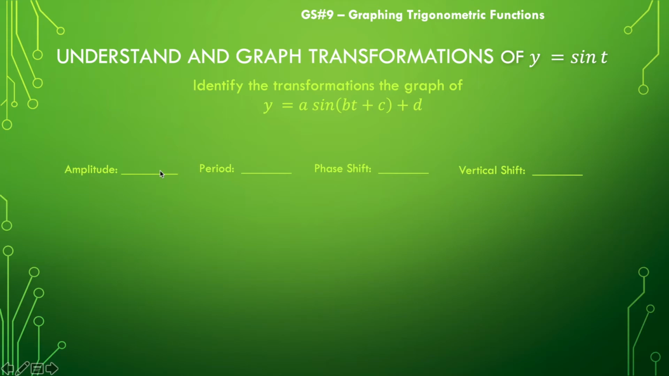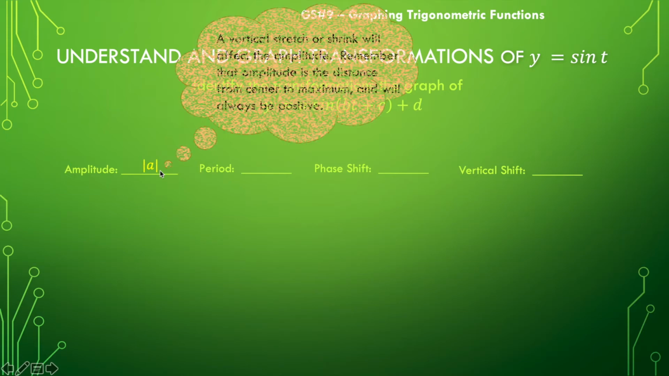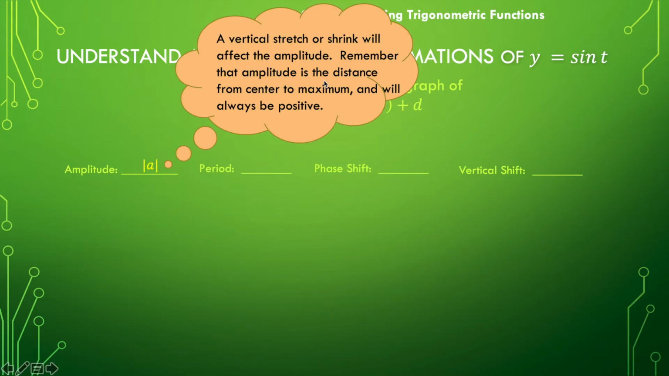Amplitude, remember, is going to be the distance from the center or the midline to the maximum, which means since it's distance, it will always be positive. And a vertical stretch or shrink is going to affect that, right? We're going to represent amplitude as the absolute value of A.